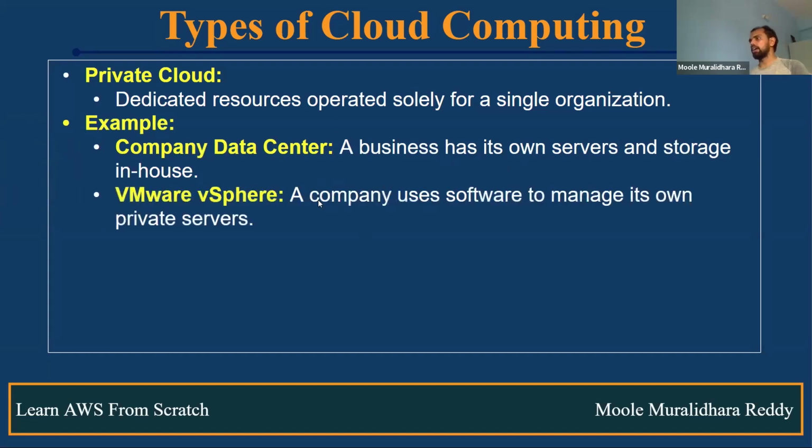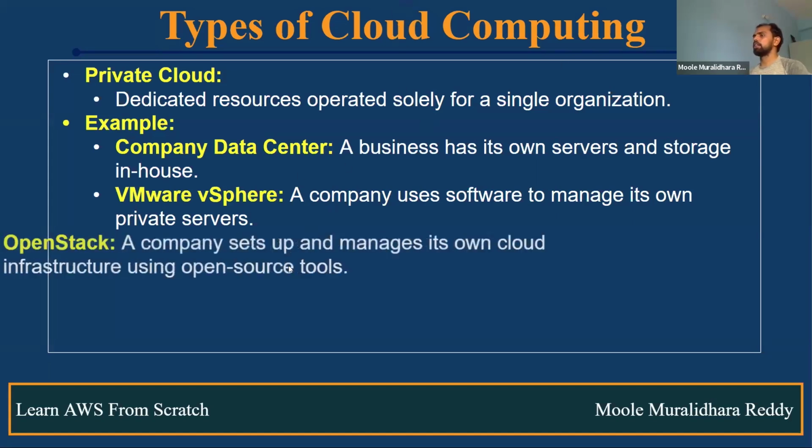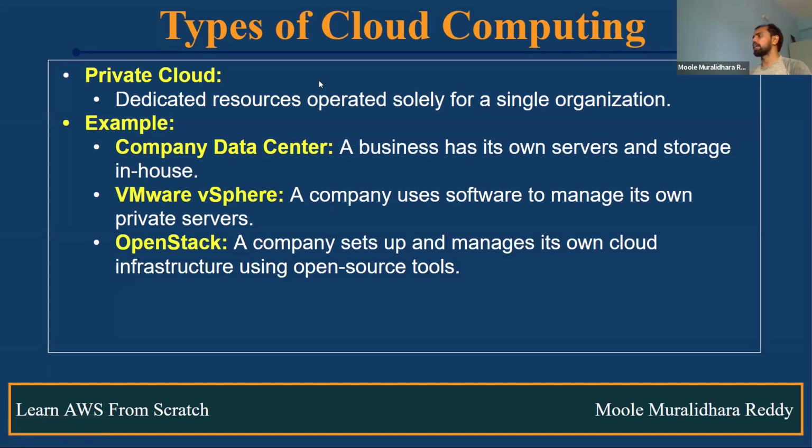For example, banking domains mostly maintain private clouds. They store their data on-prem only, and on-prem is nothing but private cloud. They don't want to store the data in the cloud. VMware, vSphere, and OpenStack are some of the multiple options available. The majority of organizations use the cloud, but a few, especially banking domains, maintain their own private cloud and store all their data in their own data center instead of in the cloud.